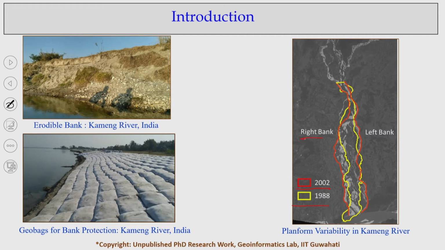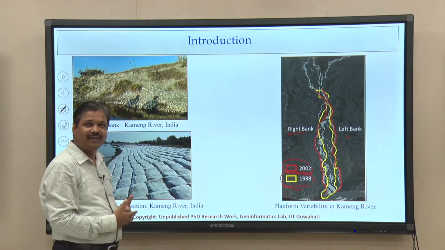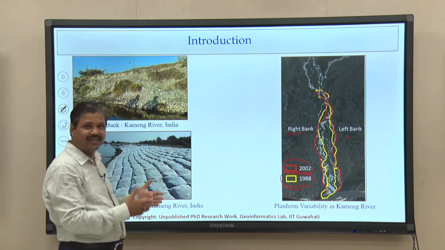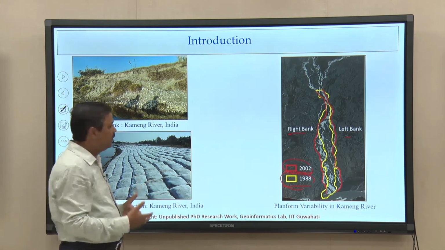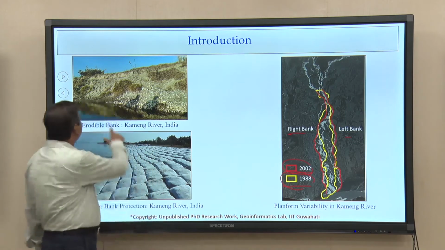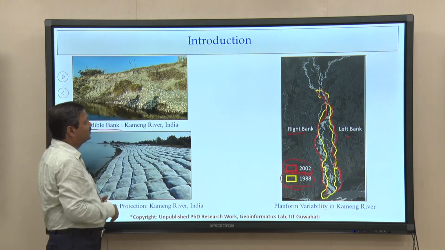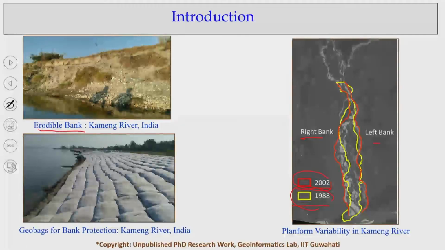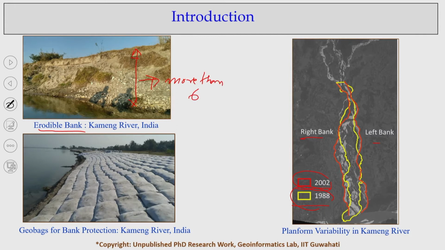This is the right bank, this is the left bank, and you can see between 1988 and 2002 how the bank line migration and the bank erosion process are happening, which is quite significant even compared to the world level. And why is it happening? If you look at the erodible bank materials, the height of the river bank could be more than 6 meters. This is the height of the bank.